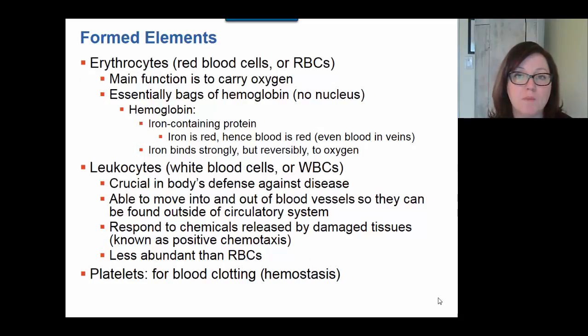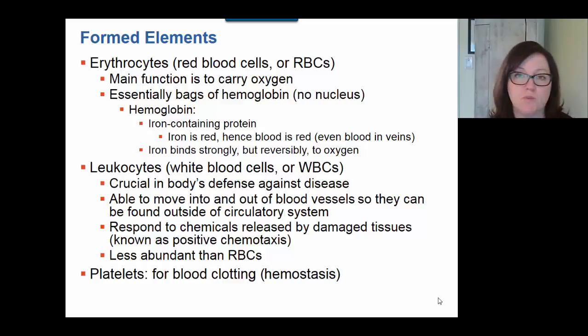Now let's take a look at the formed elements of blood. So we have erythrocytes, leukocytes, and platelets. Erythrocytes, also known as red blood cells, are really important for carrying oxygen. And these are sort of unusual cells. Basically, they have no organelles inside of them.